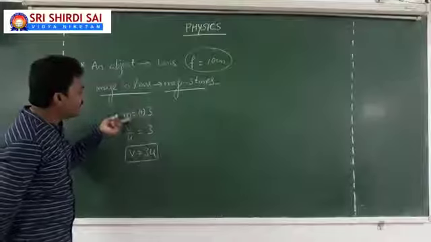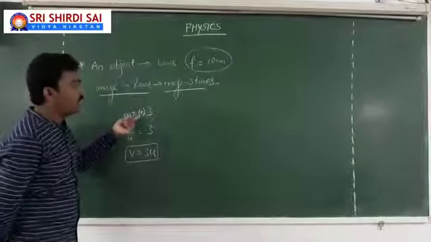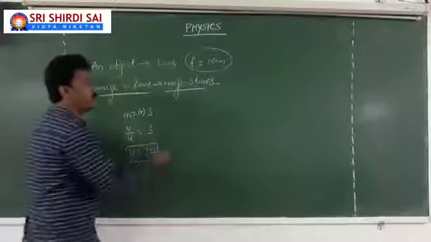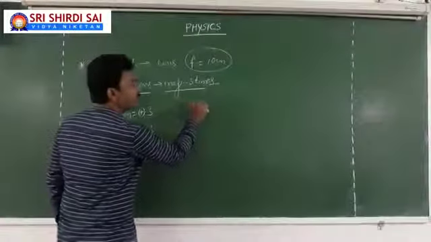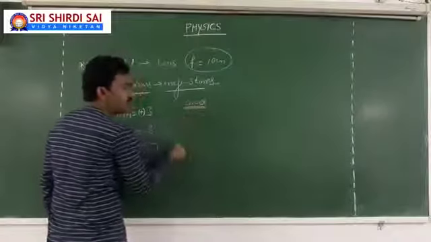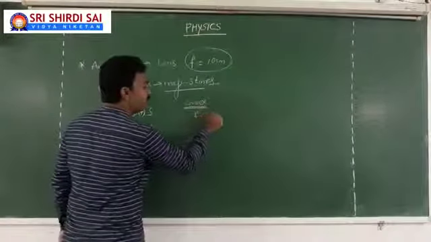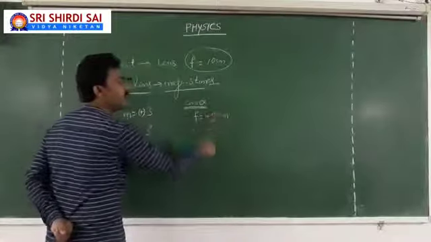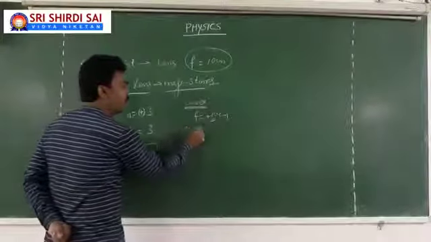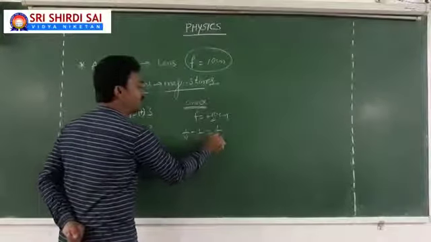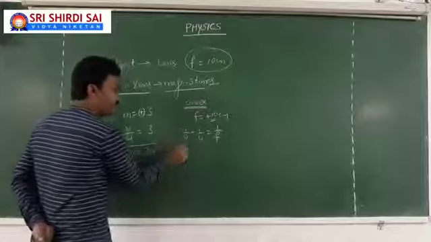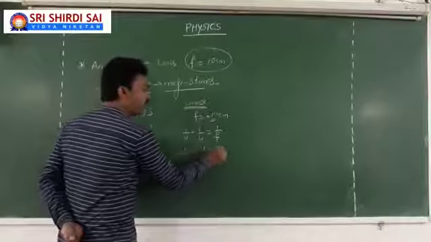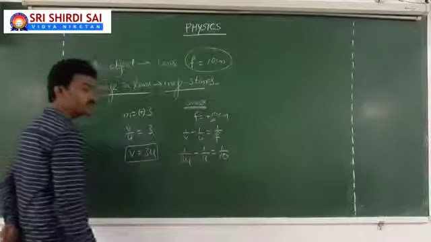So from this data I can guess the nature of the lens. As my image is virtual, erect, magnified, I can say my lens is a convex lens. As my lens is a convex lens, immediately I will write f equal to plus 10. Now I have a formula: 1 by v minus 1 by u equal to 1 by f. 1 by v I can replace with 1 by 3u, minus 1 by u equal to 1 by f, equal to 1 by 10, plus 10.